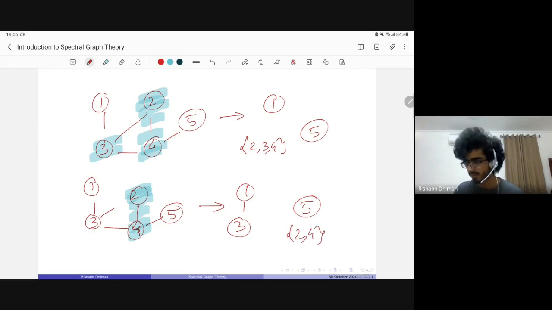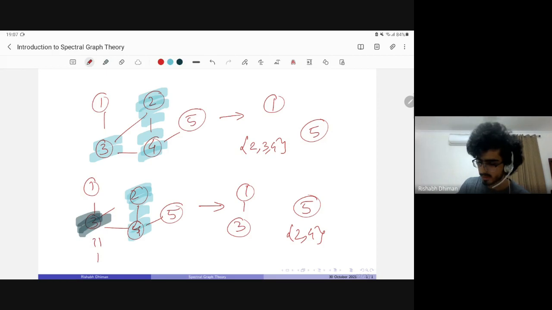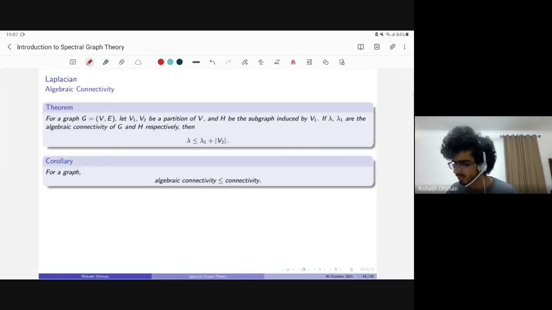So you define connectivity to be the size of the smallest disconnecting set. For this particular graph, 3 is your disconnecting set, because once you remove it, there's no way to go from 1 to 2. So for this graph, your connectivity will be 1, because if you remove one vertex, the graph becomes disconnected.